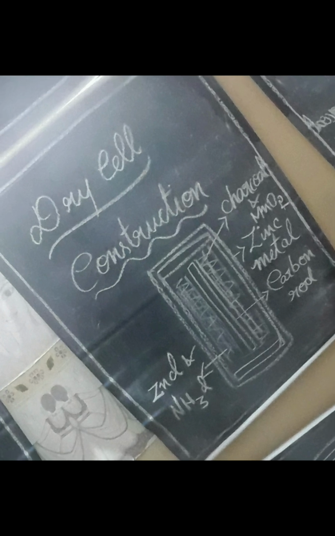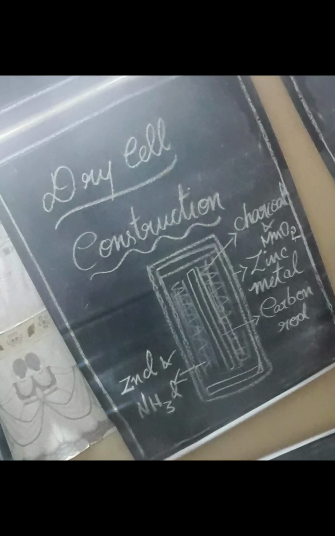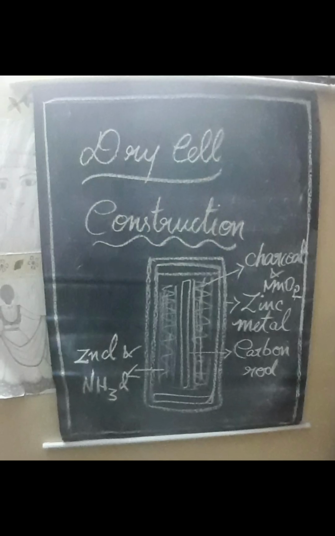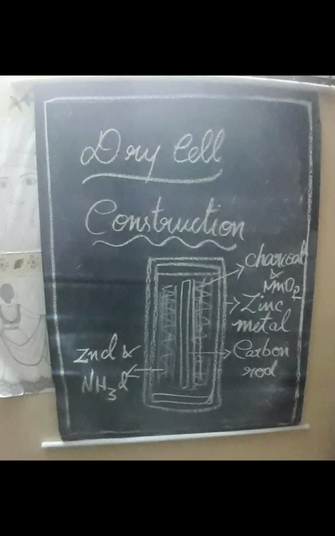See, this is the whole construction of a dry cell. First, we saw a zinc coating, which is coated outside the battery, and then we saw a carbon rod, which acts as an electrode, and then we saw the paste. There are two types of paste: one is zinc chloride and the other is ammonium chloride. And we also saw the muslin bag which contains charcoal and manganese dioxide. Now let's see the working of the dry cell, how it works.